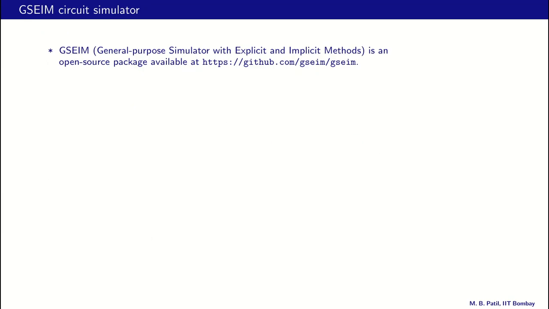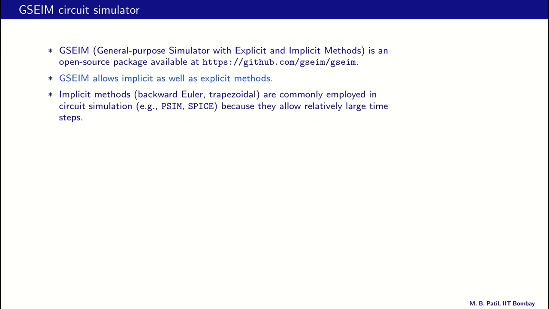We are going to use a simulator called GSEIM. GSEIM stands for General Purpose Simulator with Explicit and Implicit Methods. It's an open source package, and it's available at GitHub. You can take a look. As the name suggests, GSEIM allows implicit as well as explicit methods. And let's talk a little bit about numerical methods.